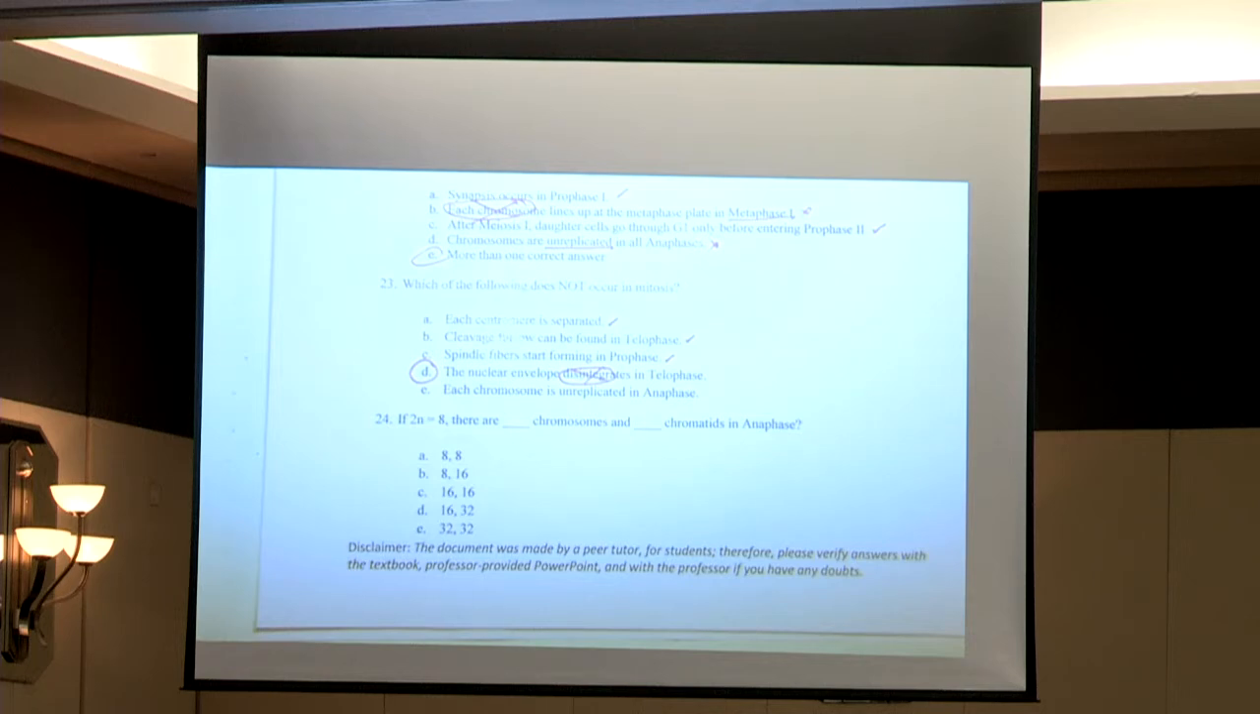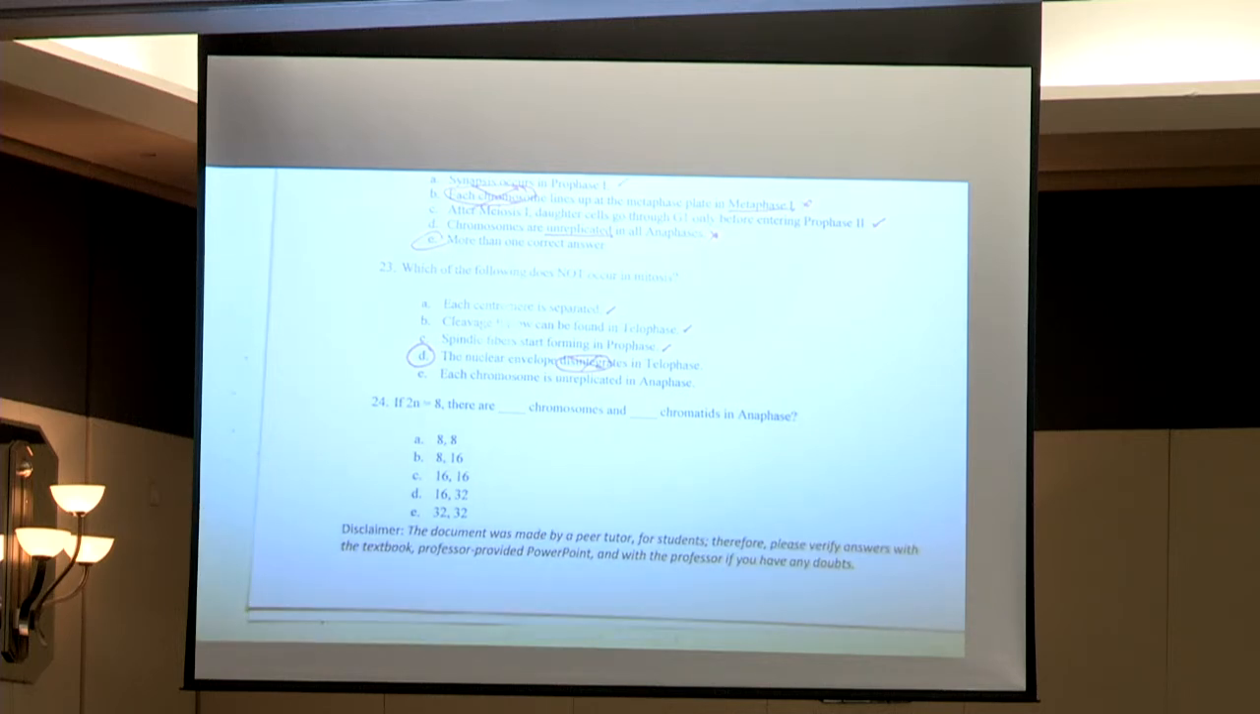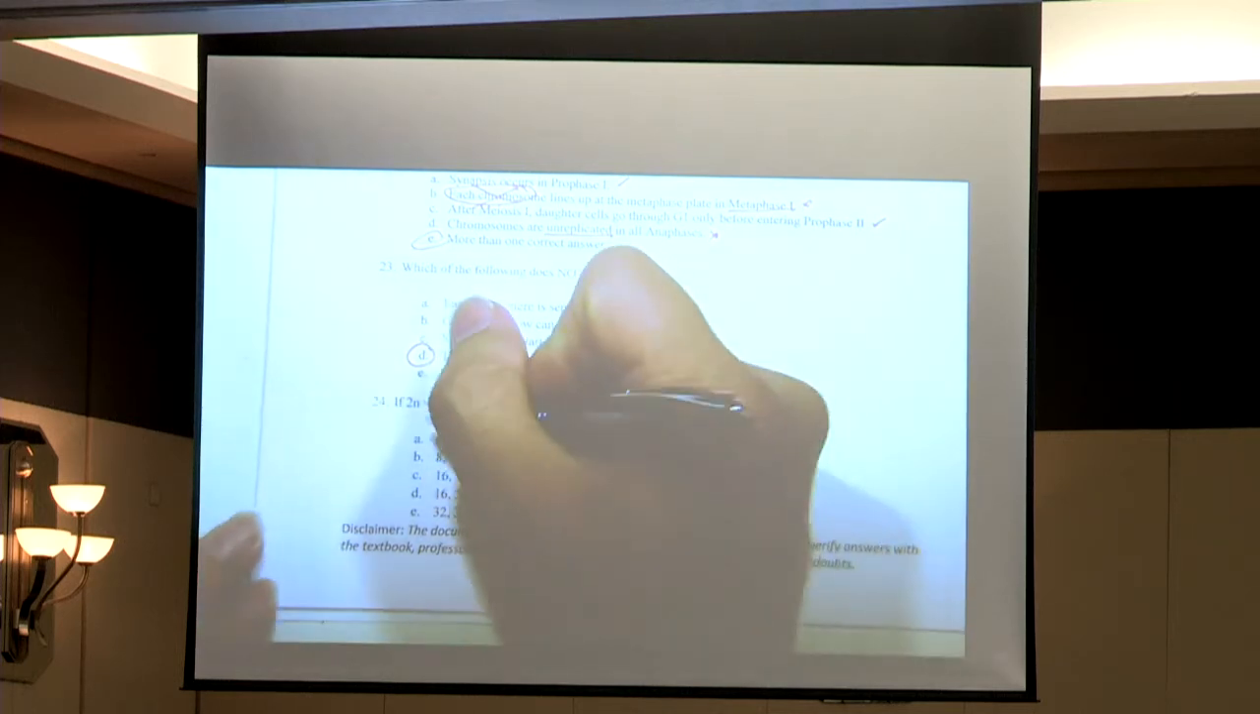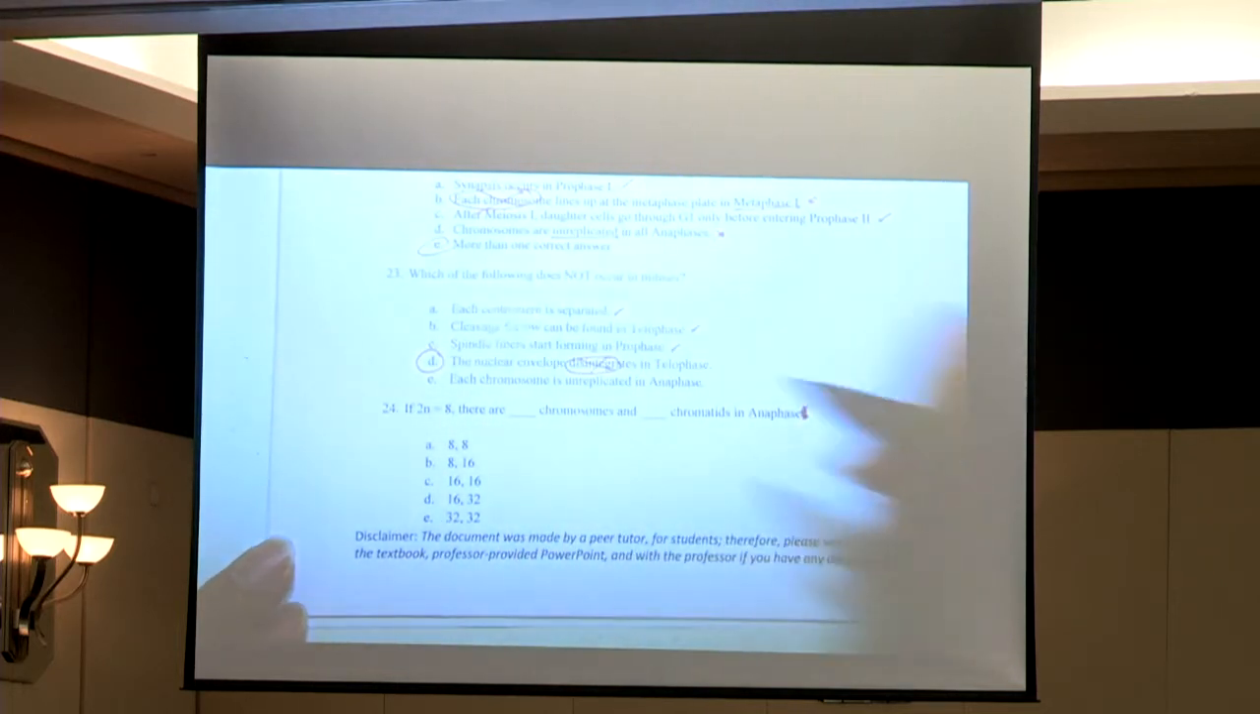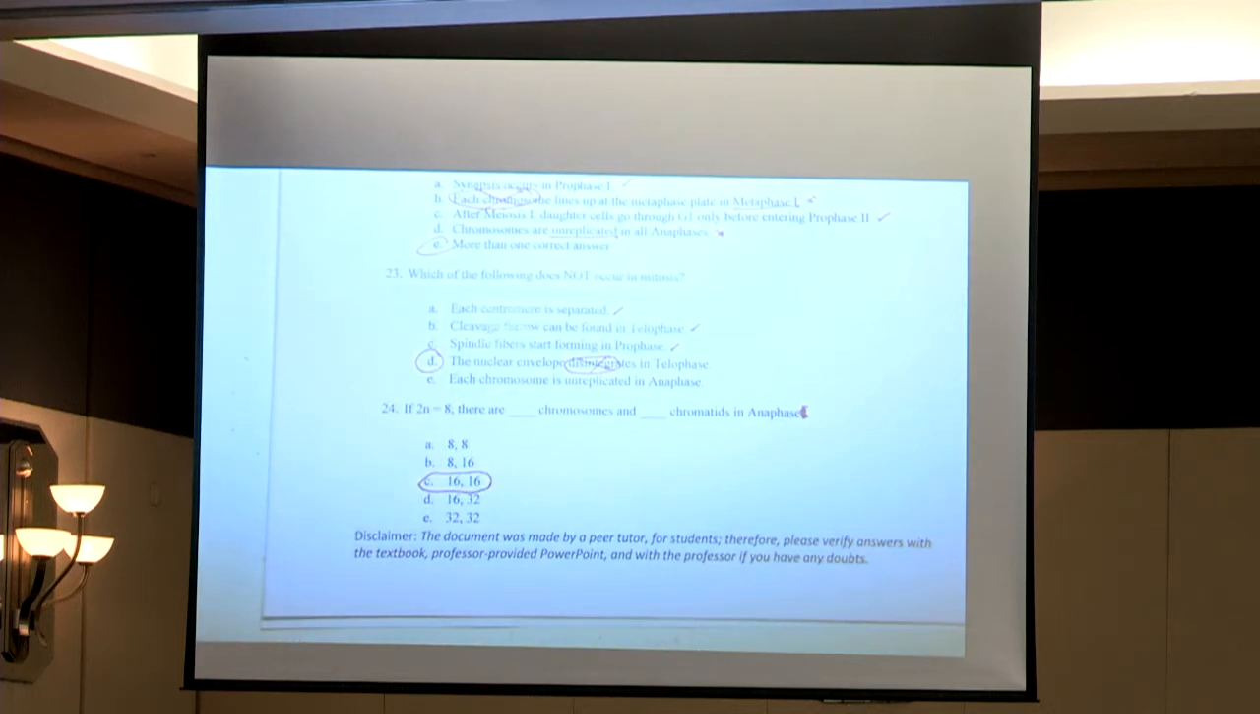Okay, am I going too fast? Okay, so next, if 2N equals 8, there are blank chromosomes and chromatids in anaphase. That's a typo. Again, when we talk about anaphase, if 2N equals 8, the chromosomes separate, right? So this 8 will be 16, and the answer for me here will be 16 and 16. Again, if your professor says don't count the separated chromosomes as their own, then your answer for this question has to be 8 and 16, okay?